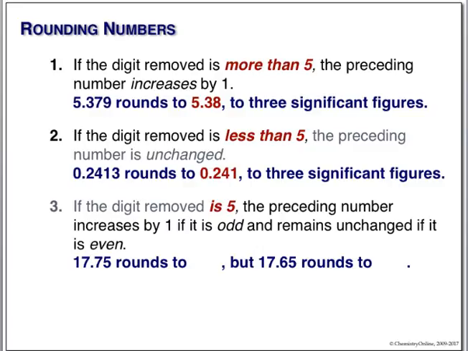The question often comes up, what do you do if it's exactly 5? If it's exactly 5, I mean exactly 5, then you're going to round the number so it's even. That's a simple rule. You're going to round it so it's even. So let's say we have 17.75. Our 5 is our problem. Going to get rid of it. If we just got rid of the 5, it would be a 7, wouldn't it? That's not an even number. So we're going to round this to 17.8.